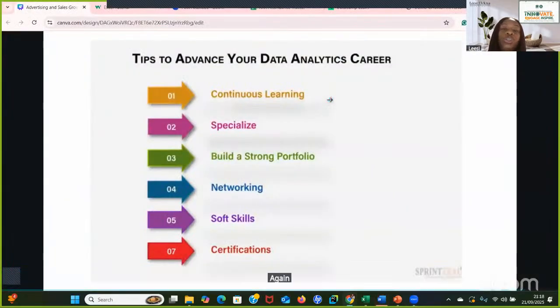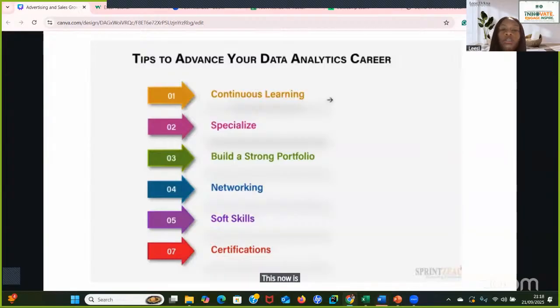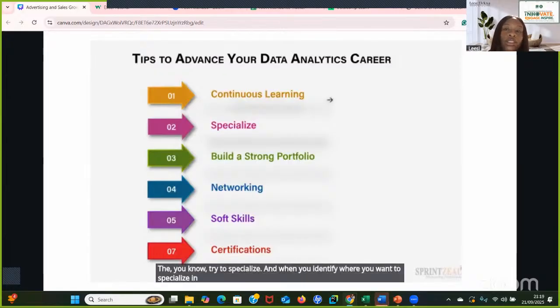Again, to buttress the point I made yesterday, when you want to go into the data space as a data professional, this now is away from the church setting. Continuous learning is very important. You would have to identify areas where you need to improve. You have to identify areas where you want to specialize. And when you identify where you want to specialize in, you continue to learn.